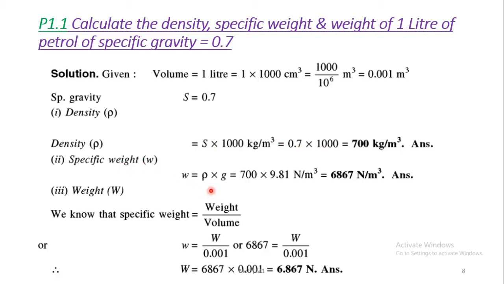Specific weight is given by rho g. Rho we already found out, multiplied by g will give you the specific weight. Next, we are asked to find the weight of the petrol. Specific weight is given by weight by volume. So weight is given by specific weight into volume, and that will give you 6.867 Newton.